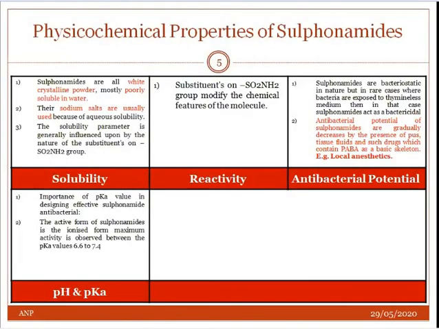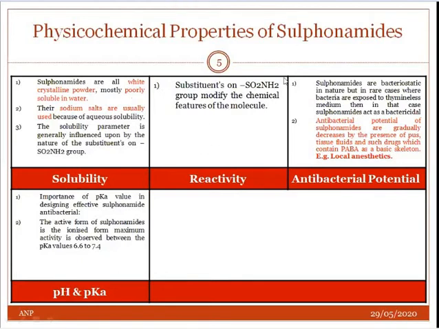Next, about the physicochemical properties of sulfonamide. The different physicochemical properties we'll discuss are solubility, reactivity, antibacterial potential, pH and pKa. So what about the solubility of sulfonamides? Sulfonamides are all white crystalline powders and mostly they are poorly soluble in water. So remember this: they are white crystalline powders and poorly soluble in water.